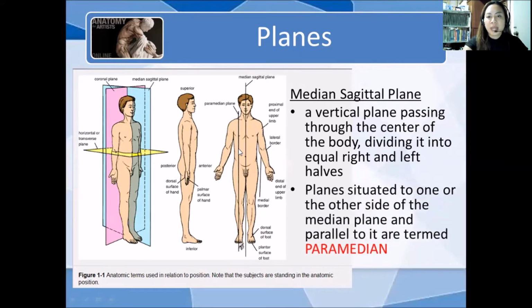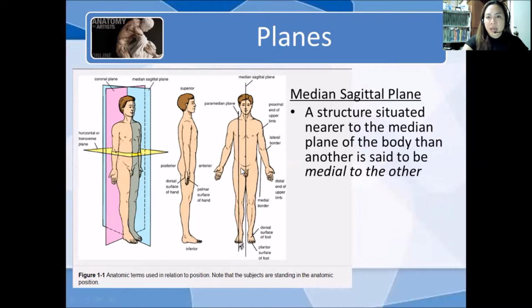Okay, so planes situated to one or other side of the median plane and parallel to it are termed para-median planes. Ito naman siya. Okay? If this is the median plane, yung gitna, yung parallel sa kanya is the para-median plane.